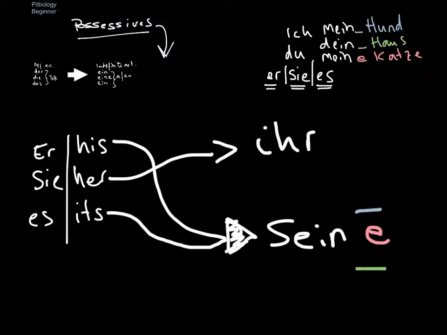Sometimes the E is pronounced in different ways in different areas of Germany. It's not as much of an emphasis as I'm making it out. Das ist meine. Das ist ihre Katze. I'm just trying to emphasize the endings. So the only ending change is for the feminine. Okay, that is possessives.